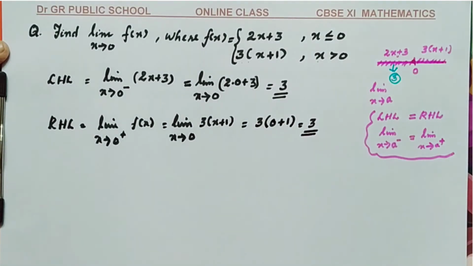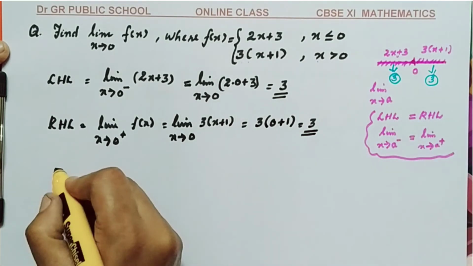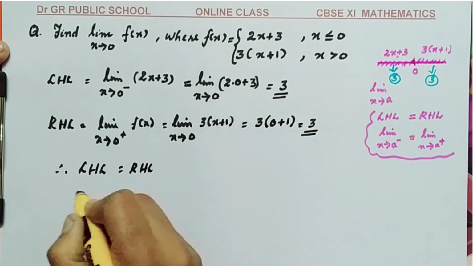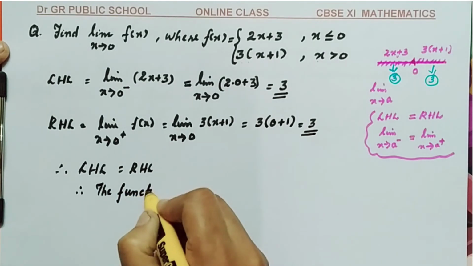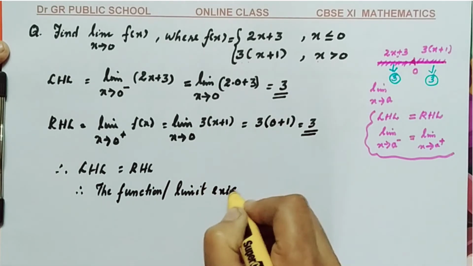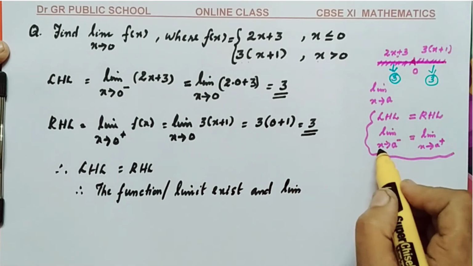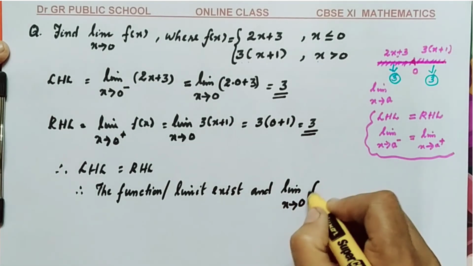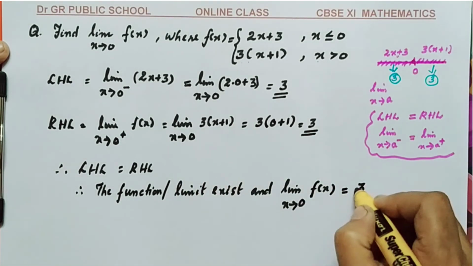So LHL equals 3 and RHL also equals 3. When the LHL and RHL are equal, that is, the left hand limit equals the right hand limit, therefore the limit exists. The limit exists, and merging limit x tends to 0 minus and limit x tends to 0 plus, we can merge this into limit x tends to 0 f(x), the value of the function at x equal to 0, which equals 3. This is the answer.